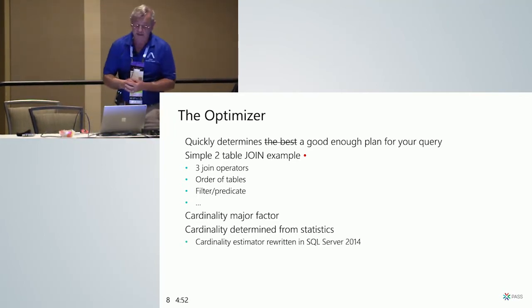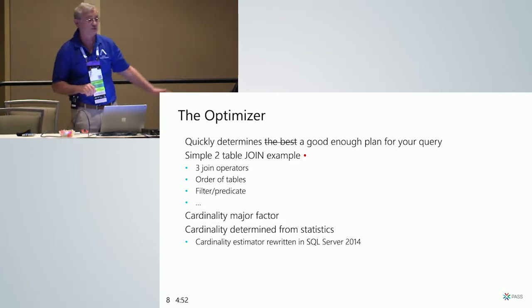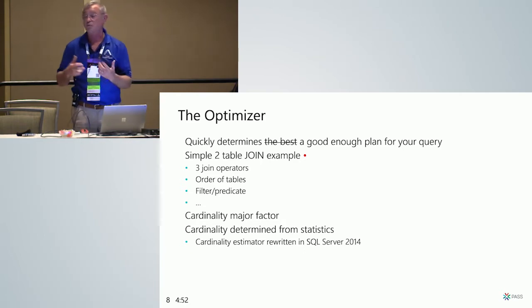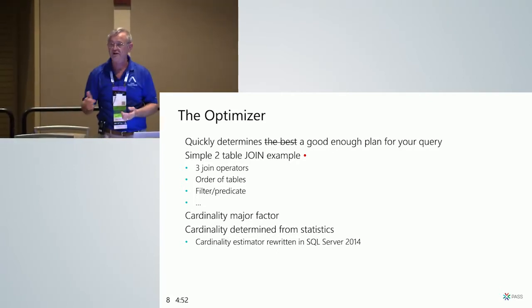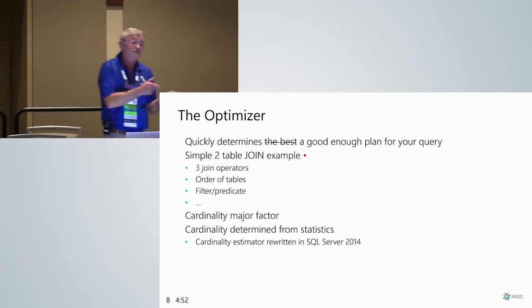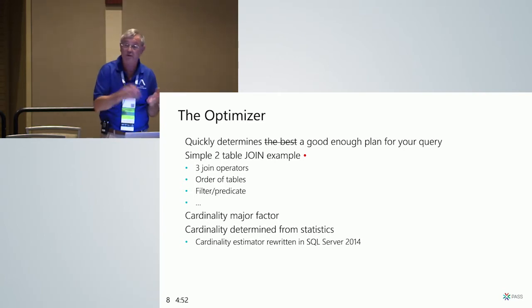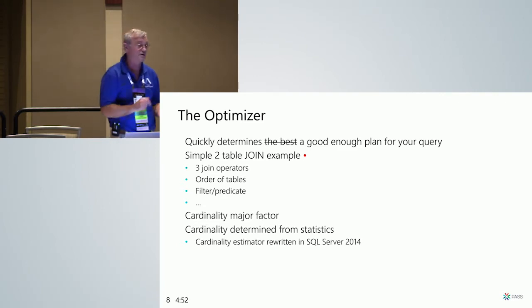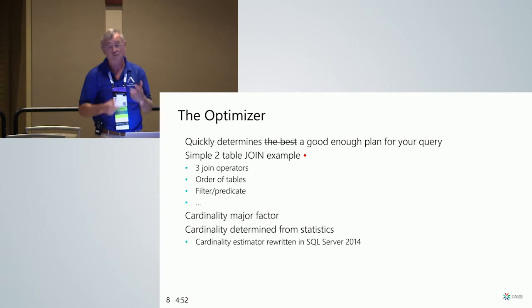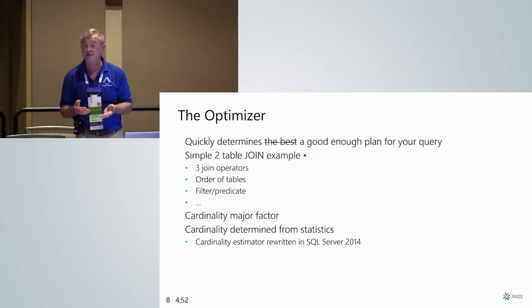The cardinality estimator was rewritten in 2014. Prior to that, it was the same one since way back in Sybase. The changes were primarily improvements. But if anybody did an upgrade from prior to 2014 to 2014 or newer, what typically happened is the vast majority of queries were as good or maybe a little bit better. And there were a few outliers that got worse because of this cardinality estimator. And there are actually pretty decent ways to work around that to mitigate it. But it's important to know that many things changed in 2014.